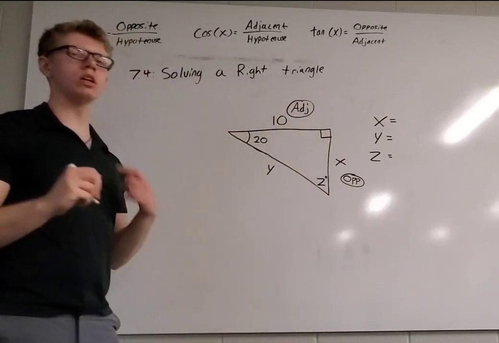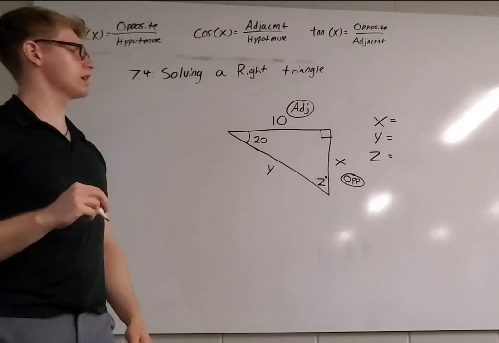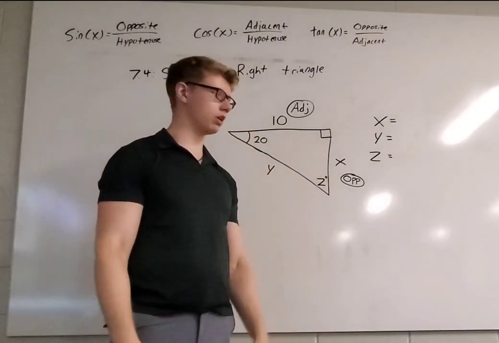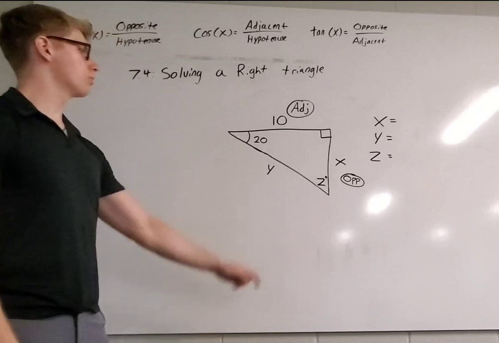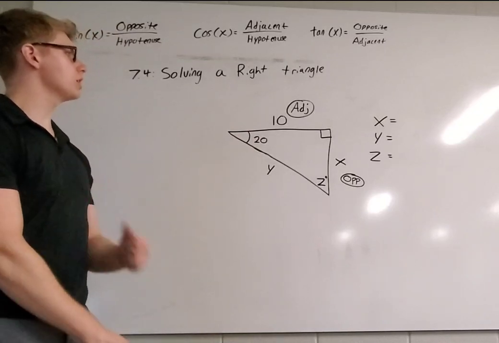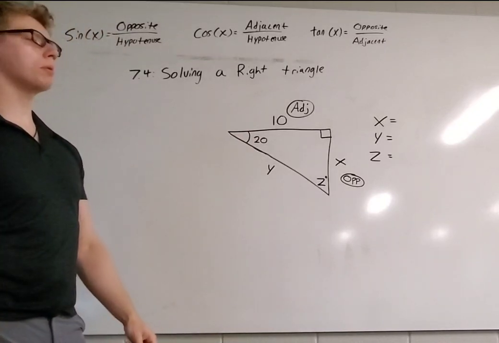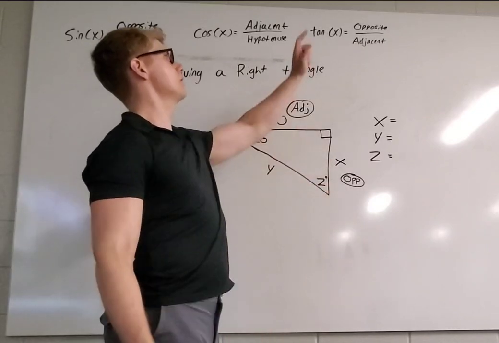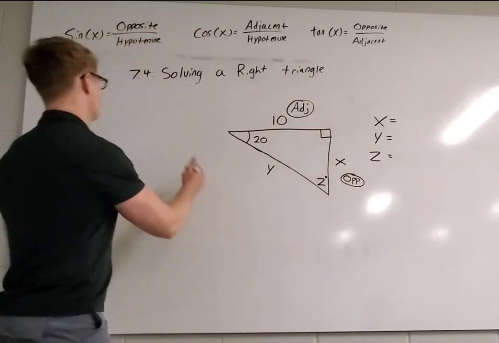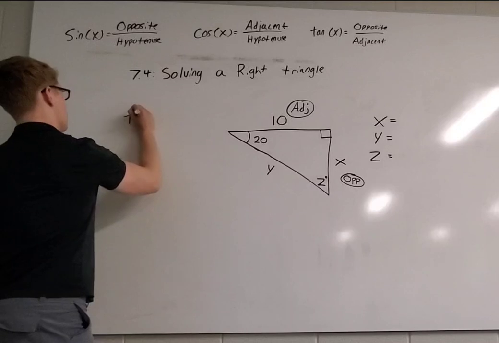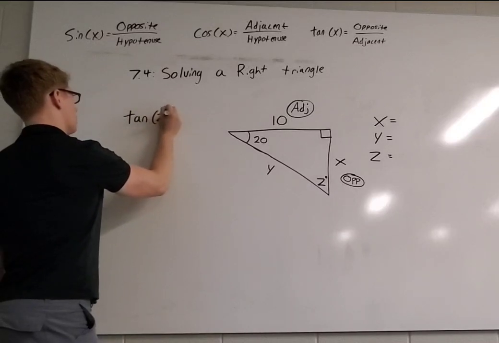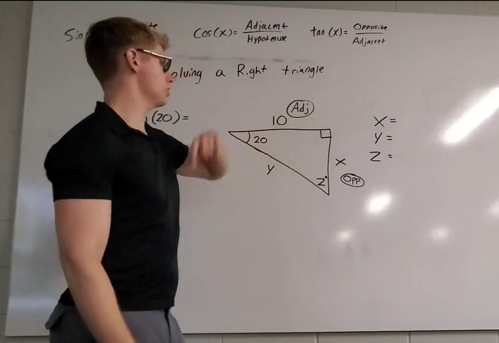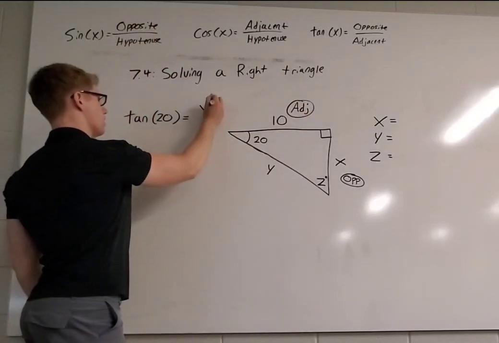You might be getting well enough with this that you don't need to write out the labeling for each side every time, but I would still encourage you to do it. So we're solving for our opposite. We know the adjacent. We should probably use the ratio that involves both of those things, which is going to be our tangent. So I'm going to put tangent. This time we know what our angle is. It's 20. And I'm going to set that equal to our opposite over our adjacent, or x over 10.